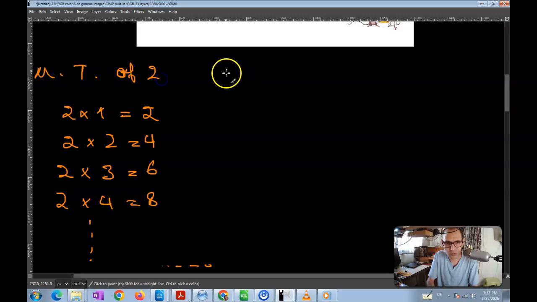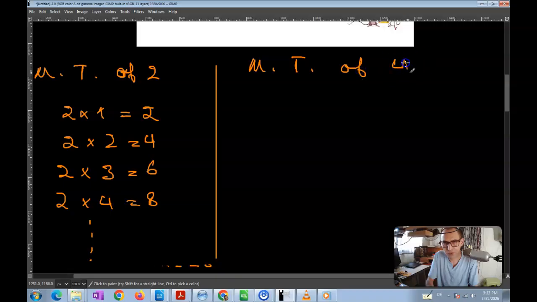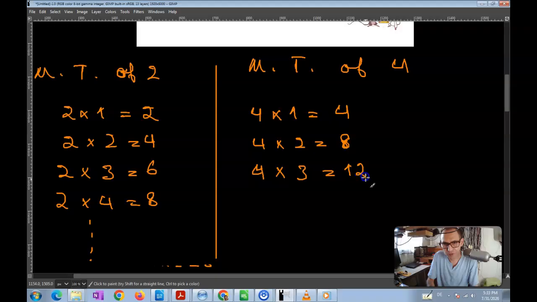of 2. Now if you take a look at the multiplication table of 4, what you will have is 4 times 1 is equal to 4, 4 times 2 is equal to 8, and 4 times 3 is equal to 12, and 4 times 4 is equal to 16, and so on and so forth, right?